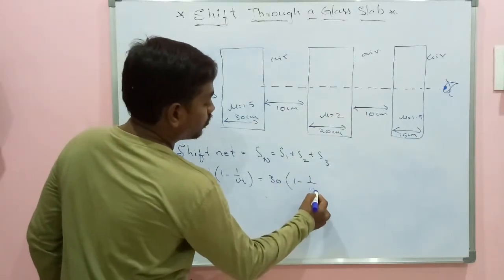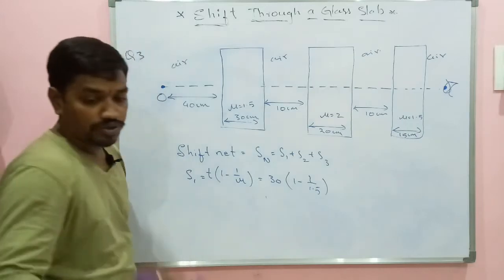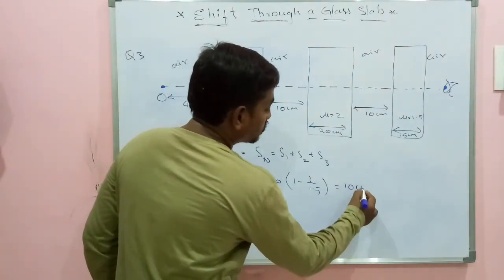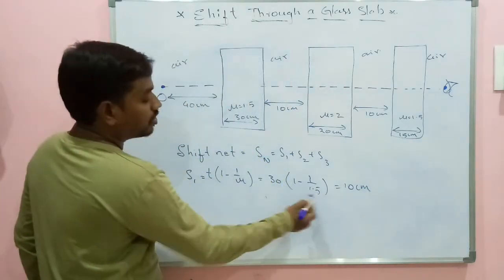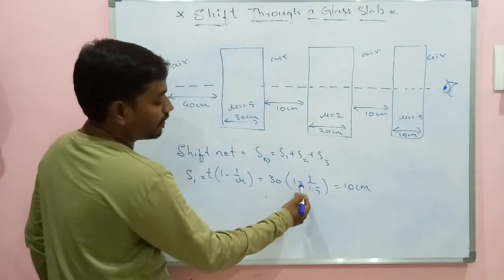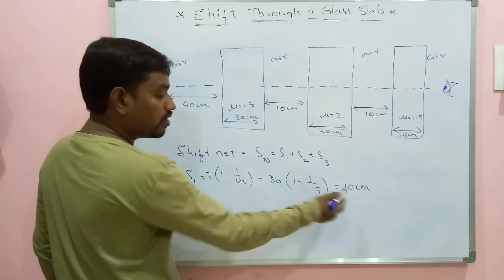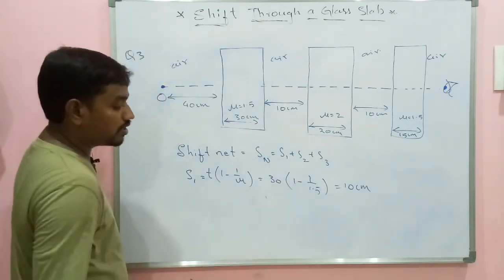Mu is 1.5. How much will you get? Simplifying, you will be getting this as 10 centimeters. See, 1.5 LCM, and we'll be getting 1.5 minus 1, 0.5 by 1.5. So if you simplify, you'll be getting 10 centimeters.